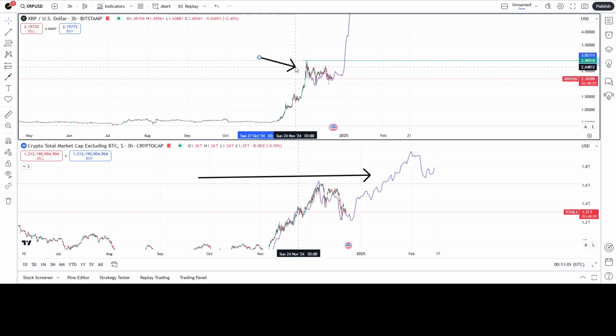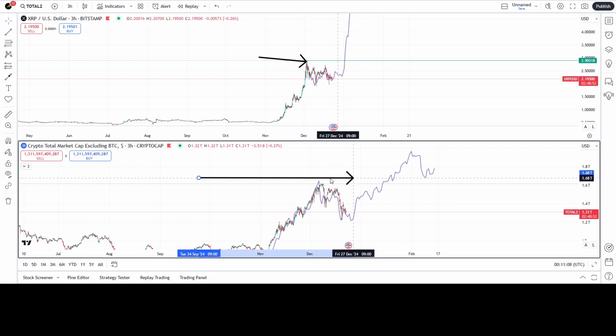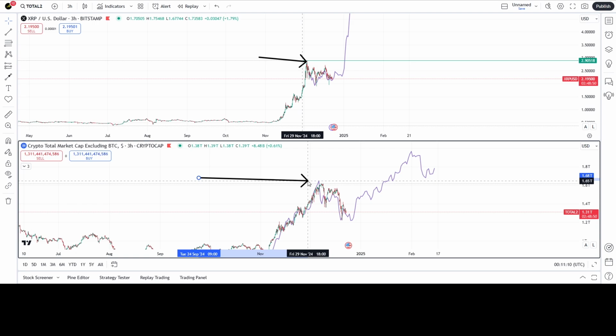Okay, so this is the XRP chart. Note where this current peak before this pullback takes place. It takes place before total 2 comes to its peak. Again, reinforcing the fact that different charts will peak in different places.